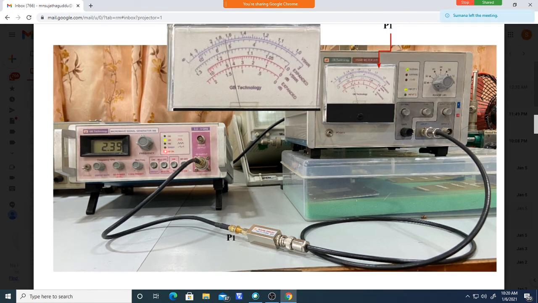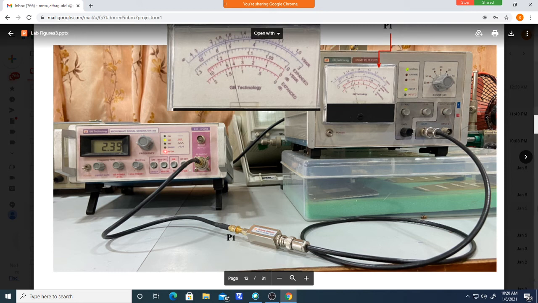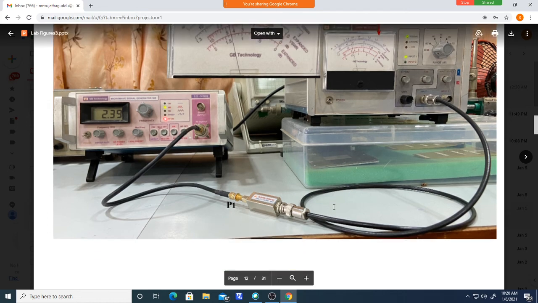I told you to keep it at the minimum position. You measure how much power is coming from here. Then you change this RF power knob level. Automatically the power should increase. If you increase this, the power should increase. That means the needle should go like this, increase. That you can see in the laboratory.